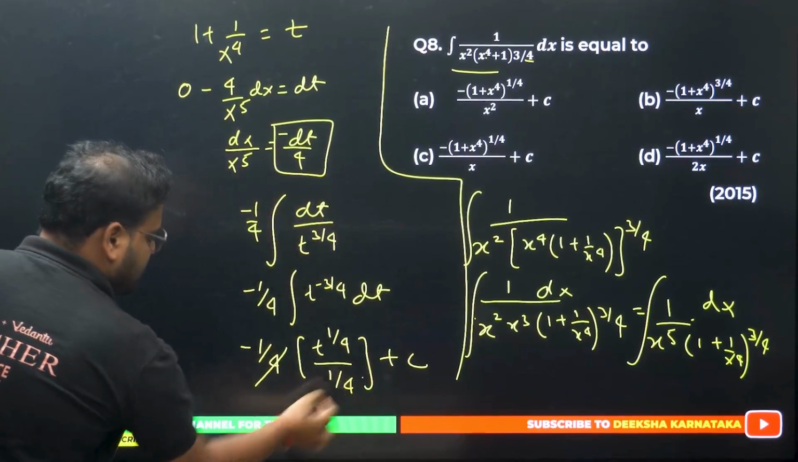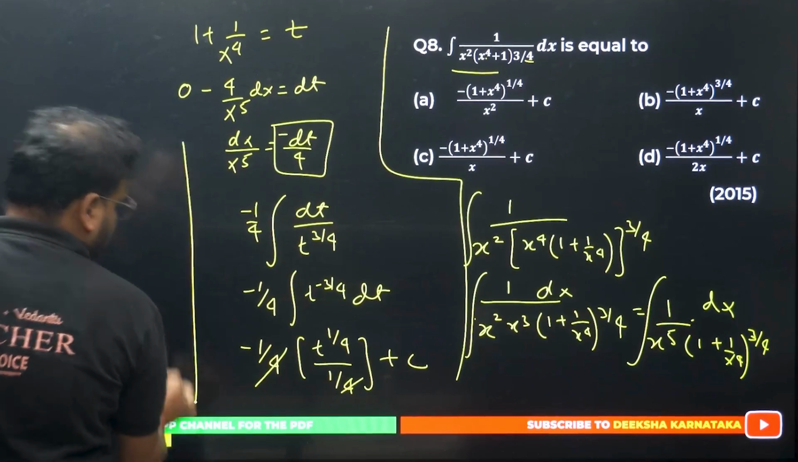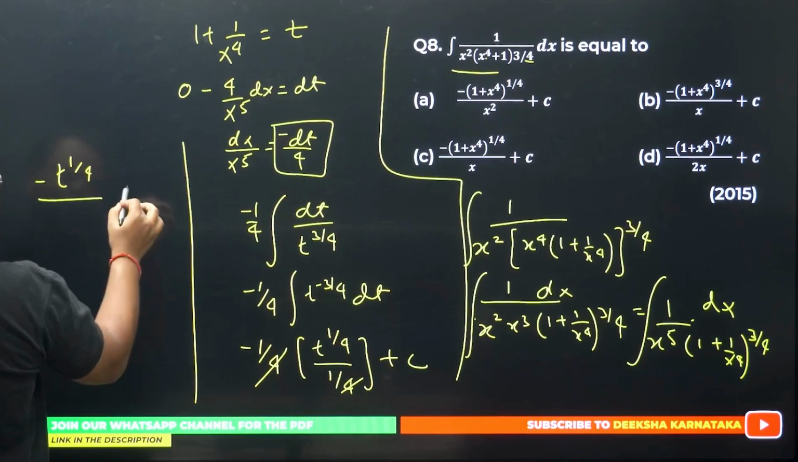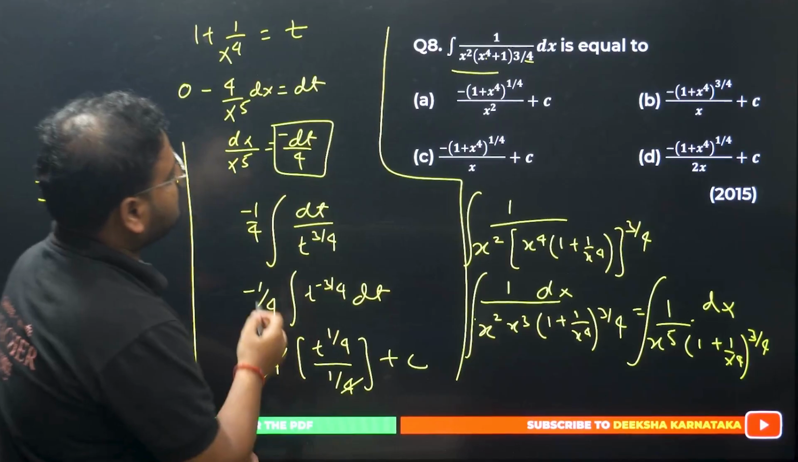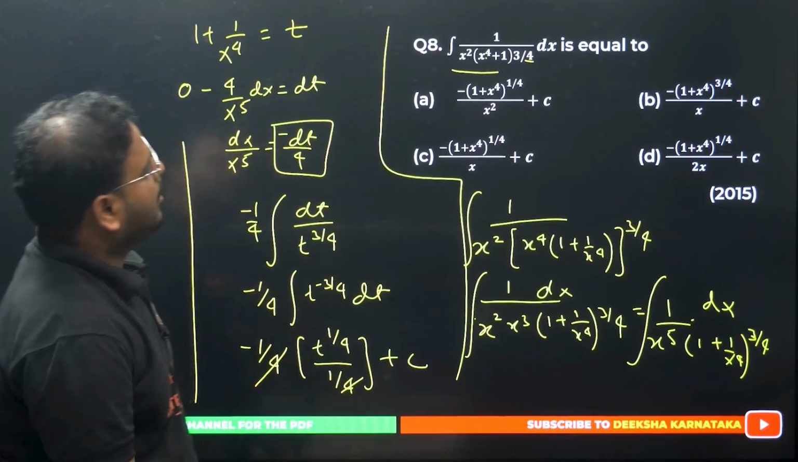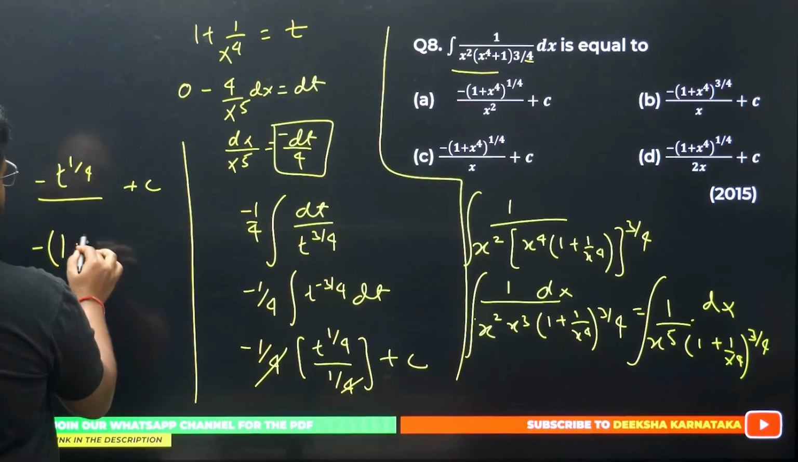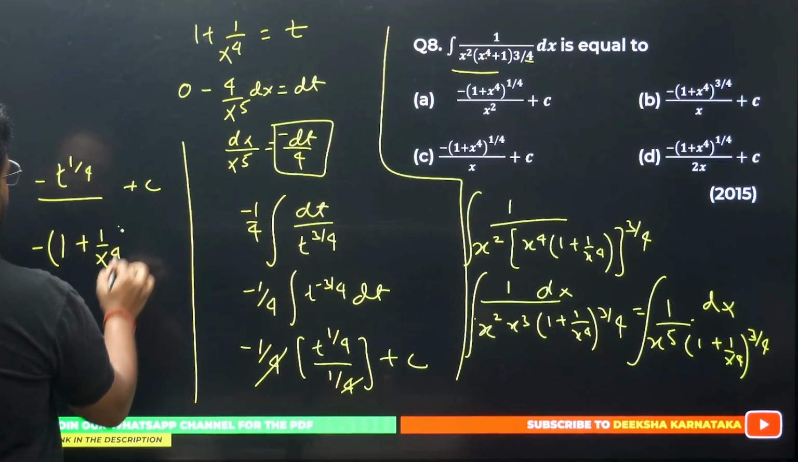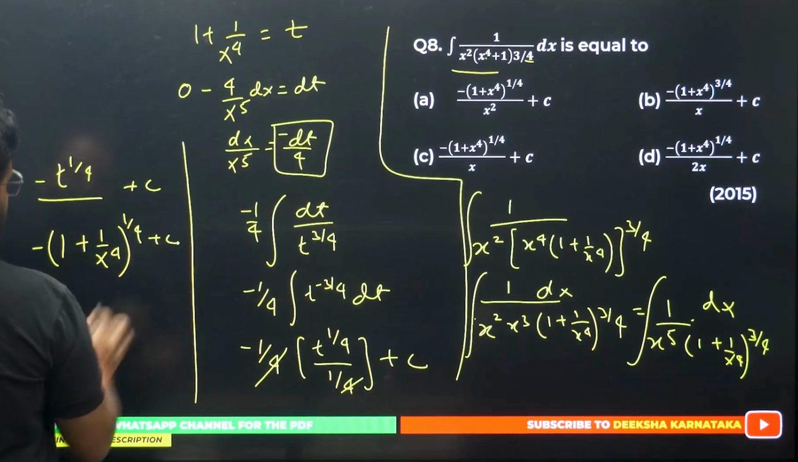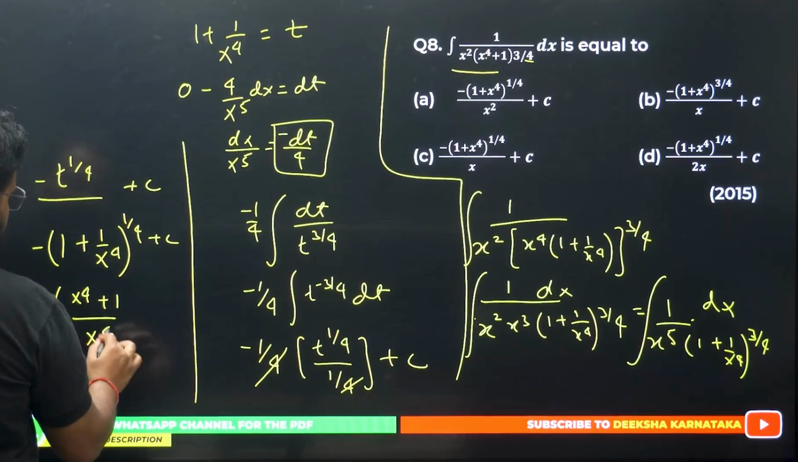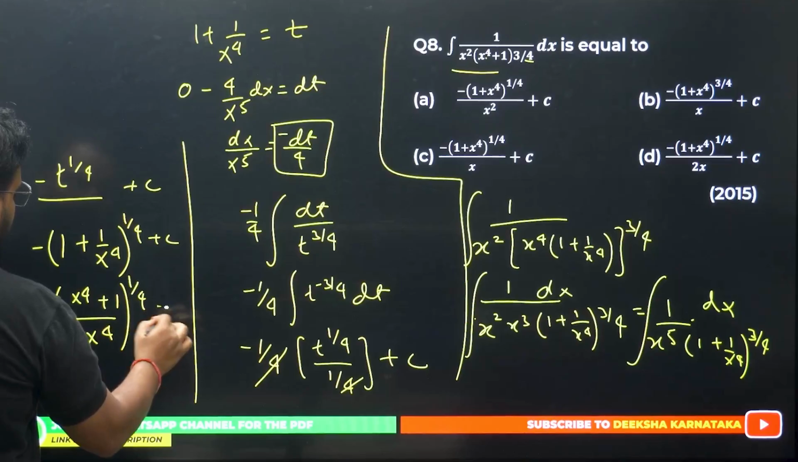This 4 and this 4 is cancelled. See the answer now. Minus t upon 1 by 4. That's it. Plus c. Okay? Got it? So if you check now, what is the answer going to be? 1 plus 1 upon x power 4 to the power 1 by 4 plus c. It becomes x power 4 plus 1 upon x power 4 to the power 1 by 4 plus c.